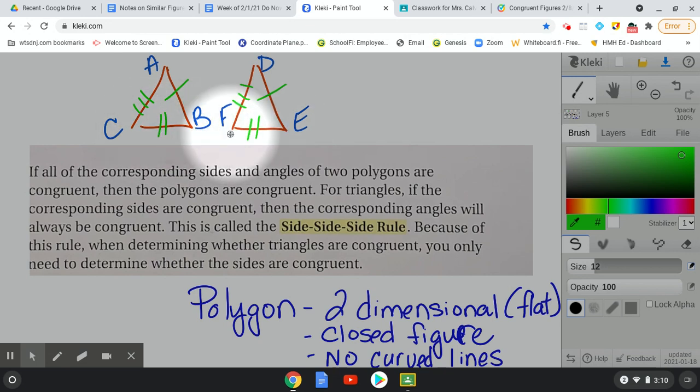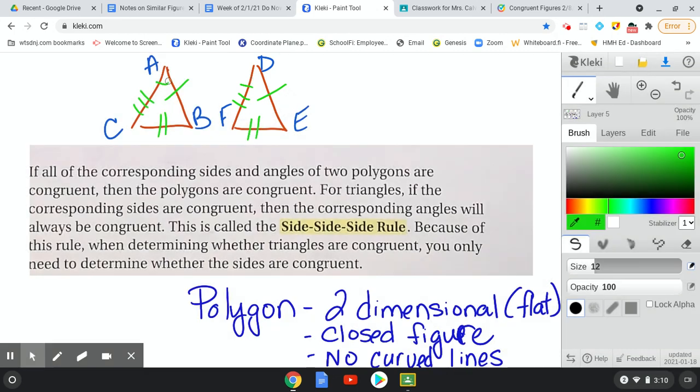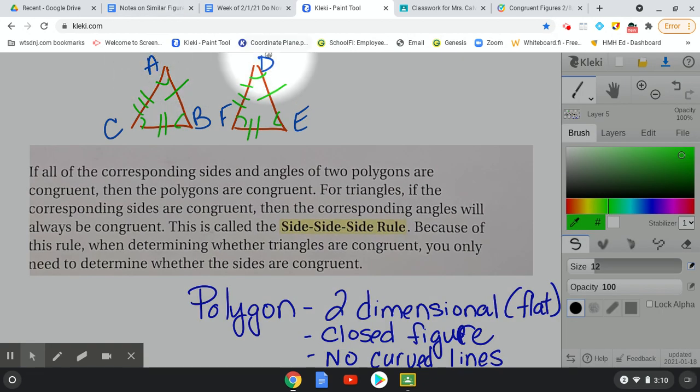BC and EF would have the same measurement, and CA and FD would have the same measurement. If all of their side measurements are congruent, the angles inside are automatically congruent. They are the same. Which means that angle A corresponds to angle D, and they have the exact same measurement. Angle B has the same measurement as E, and angle C has the same measurement as F. Now, this is called the side, side, side rule.